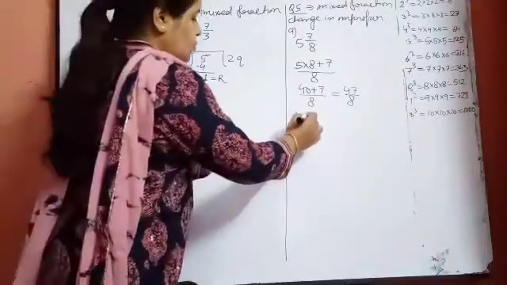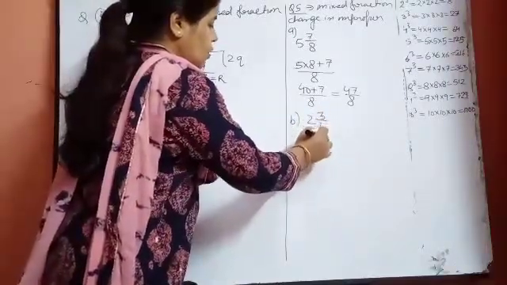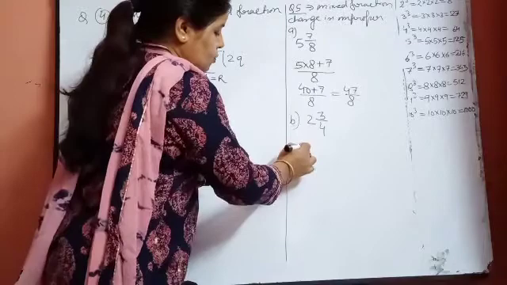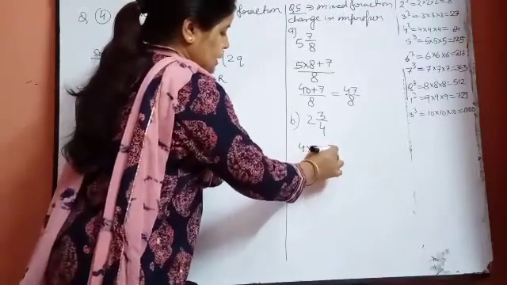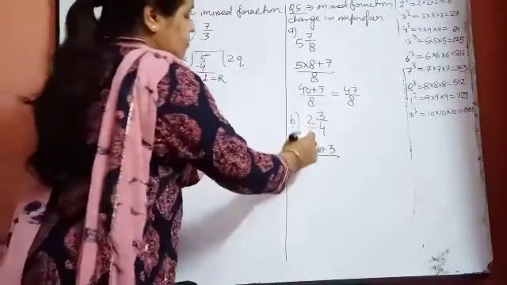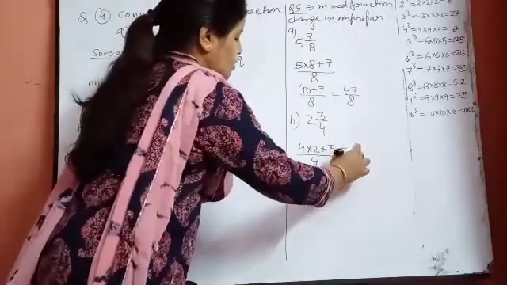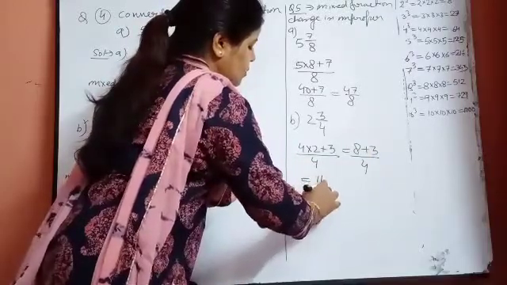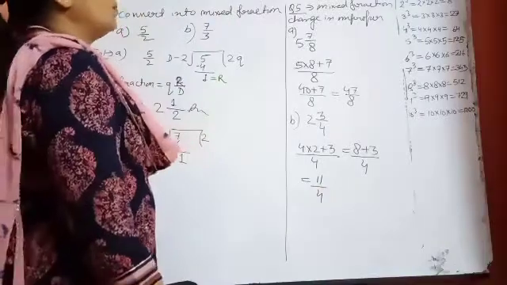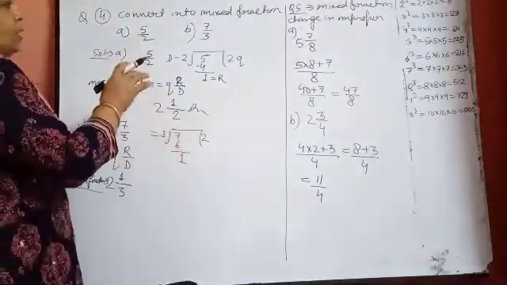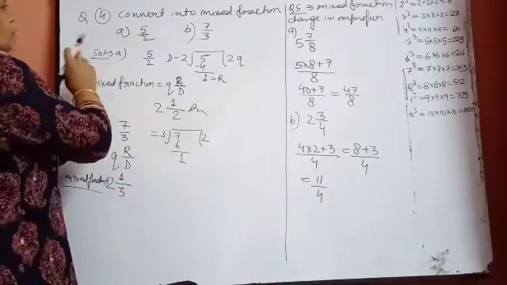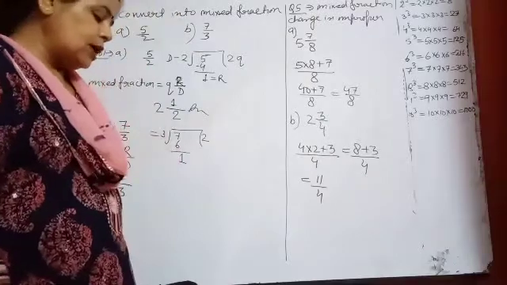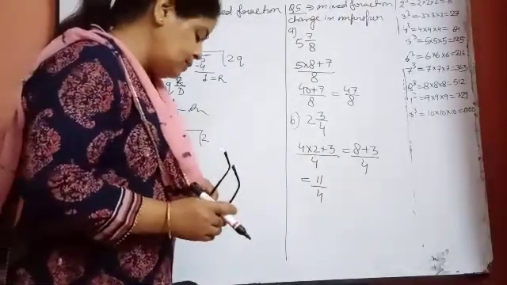2 3/4. How will you do? As I told you, this divisor will be multiplied by this whole number. 4 into 2 plus 3. Numerator will be added, divided by 4. What will it become? 8 plus 3 over 4, that is 11/4. It will be an improper fraction. So in this way, 2 parts of question number 4 and 2 parts of question number 5 I have done, and the rest of the parts, beta, you will do yourself. That is a very simple part. There is no problem in those ones.